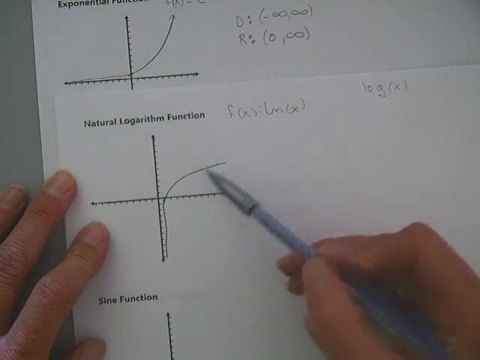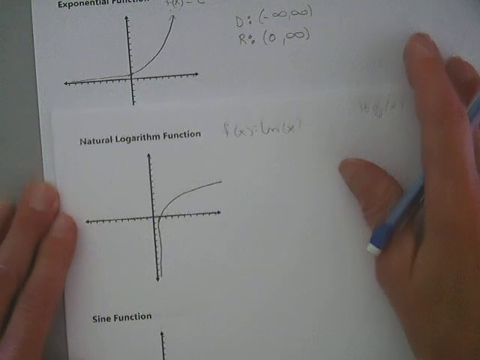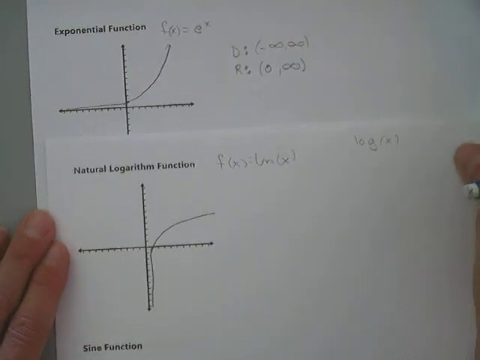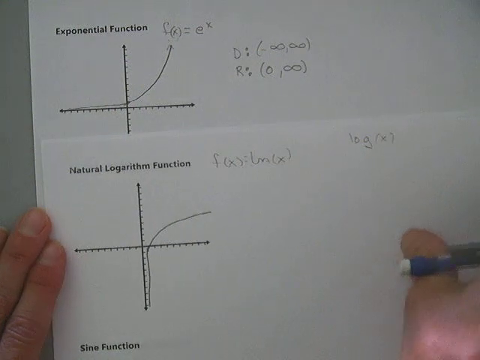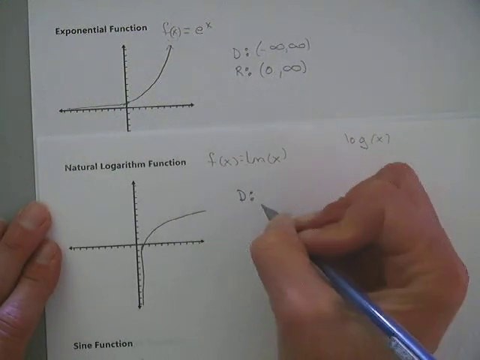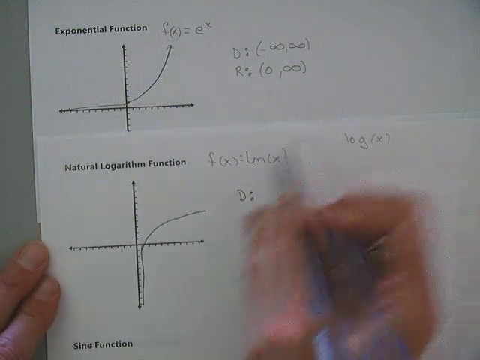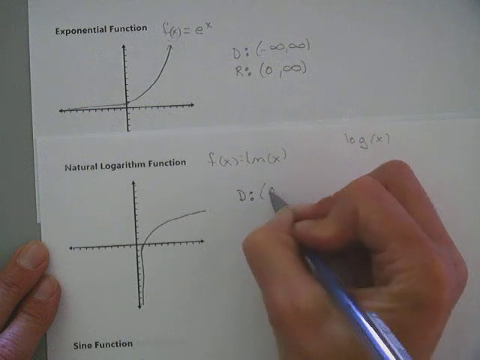If you take the two graphs and look at them, the exponential goes sideways like that. And if you folded the paper along the y equals x line, do you see how they would match up? That's why a natural log and an exponential are inverses of each other.